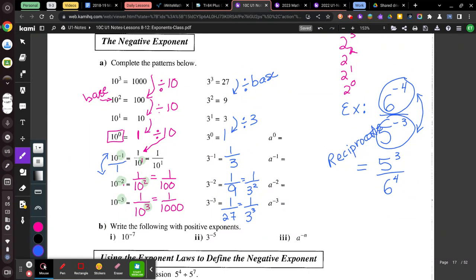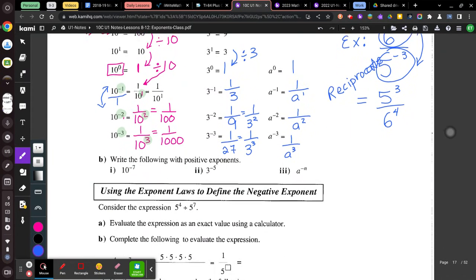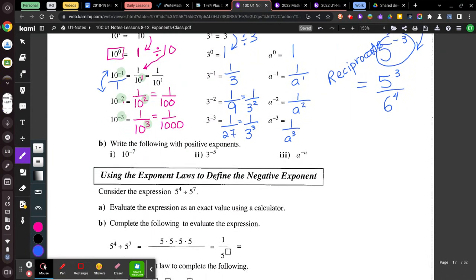So now we're talking generic form. What if your base is a variable? That's what we deal with all the time, variables as bases. So same thing. Anything exponent 0 gives us a 1. This is going to give us 1 over a to the 1, 1 over a squared, and 1 over a cubed.